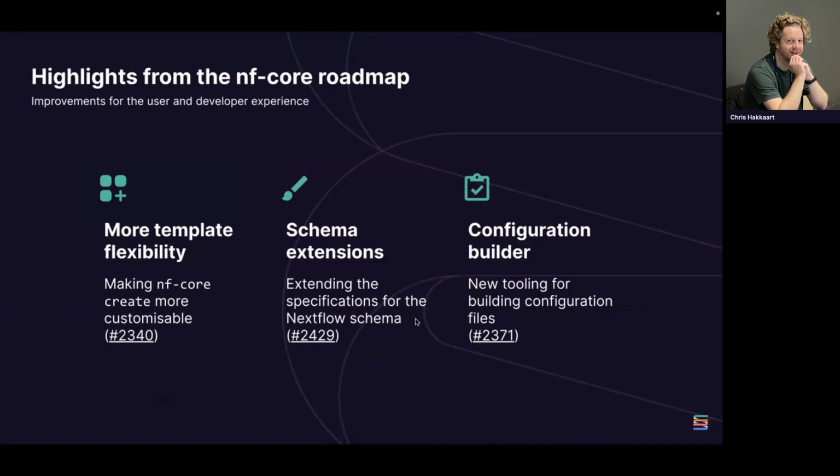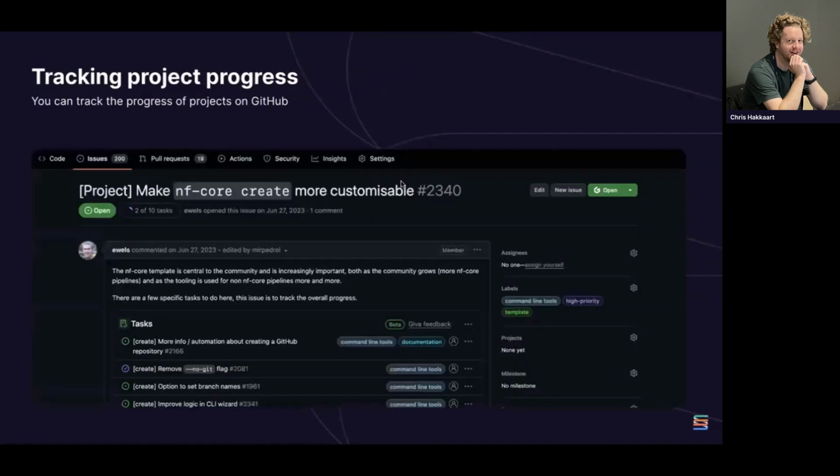The schema is also being extended, and there's some options there that are going to be added in for a configuration builder that will help you deploy these pipelines in your own environment as well. If you want to track these projects, NFcore is very transparent and open. You can find these issues on GitHub, see how they're progressing, chat with the developers, and contribute as well if that's something you're interested in.